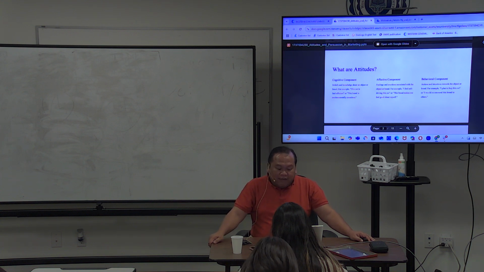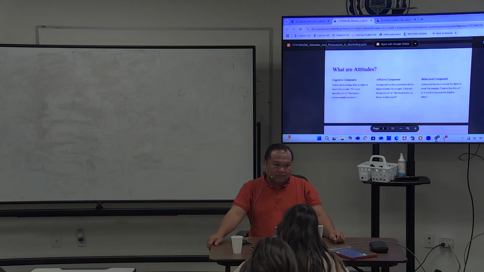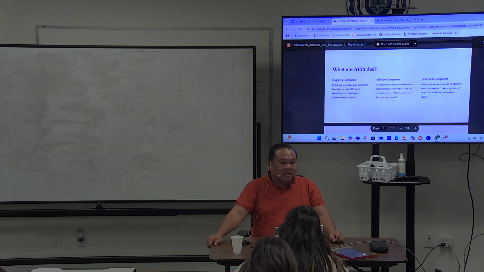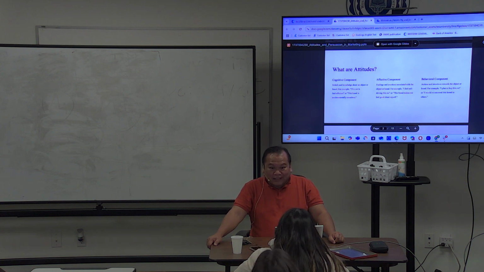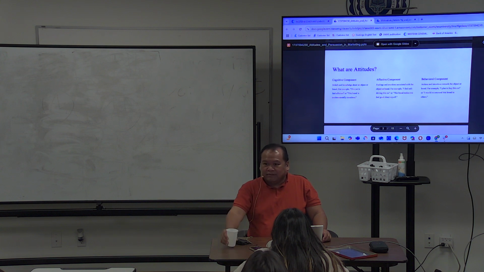Okay? Then we have the affective component of attitude, which is the feelings and emotions associated with the object or brand. Okay. Our feelings and emotions associated with the object or brand. Why do boys buy flowers and give them to the girls that they like? To get their attention? Why flowers? Why chocolates? Why flowers and chocolates?